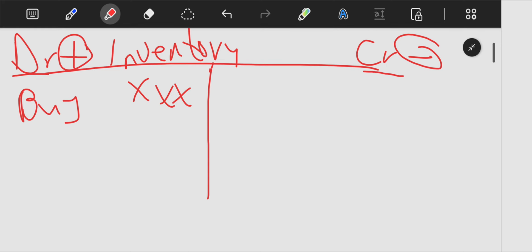Now when you sell, you're no longer going to have that stock. It means that that asset is now being reduced.